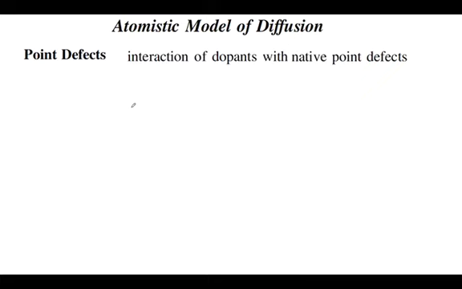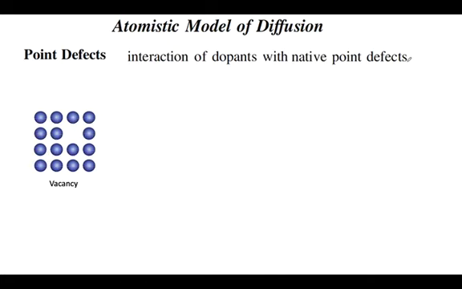Now let's move on. Once you dope, what happens to the atoms that are inside the crystal? They introduce defects, so you have defects in the crystals, and these atoms which you dope take part in a dynamics inside the crystal to form a stable structure. It is all about the interaction of dopants with the native point defects, because you have to have defects there.